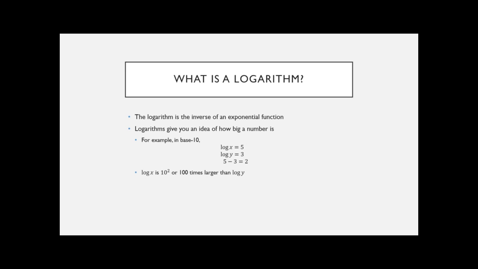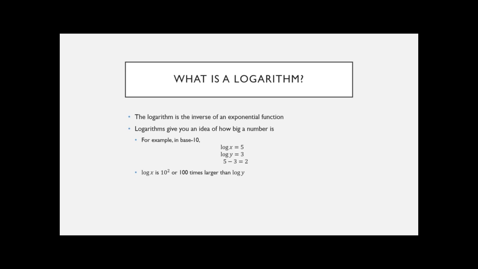And so if you have a log of some number that gives you 5, and we use log as the abbreviation of logarithm, and then you have a second number that you take the log of and it gives you 3, if you subtract those you get 2, and that tells you, since these are powers of 10, it's 10 to the second power or 100 times larger, whatever number that you have. So it's giving you a sense of size, of how many powers of 10 it is.